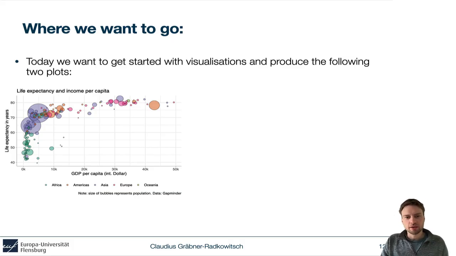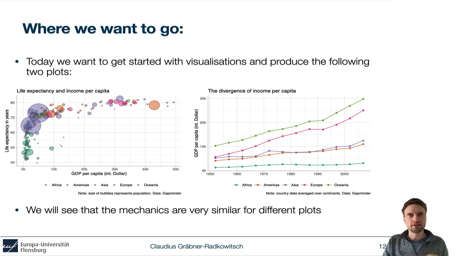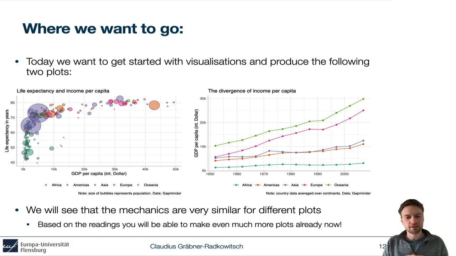And the second plot that we want to build is this line graph here. An important reason for building this line graph is to show you how similar the code of these very different plots actually is. So you can reuse a lot of the code you've written for the left figure in order to create the right figure. So the mechanics to create these plots is very simple. And if you have a look at the readings that I suggested, you will be able to make a lot of plots already from the beginning.